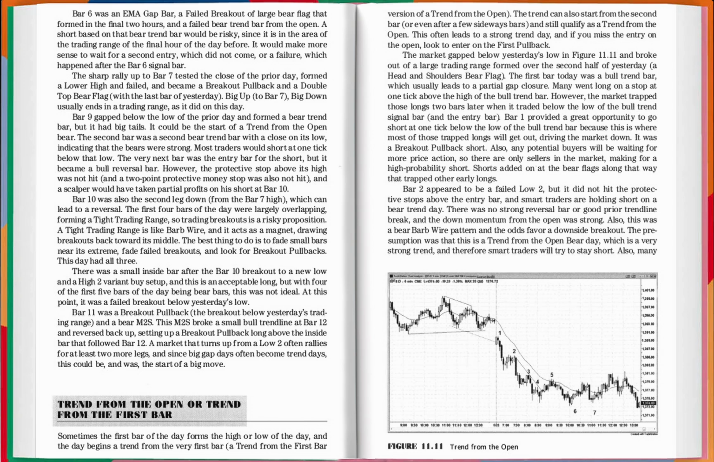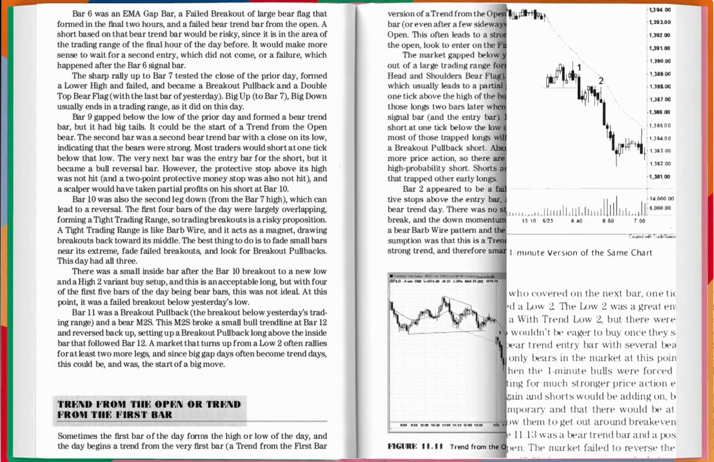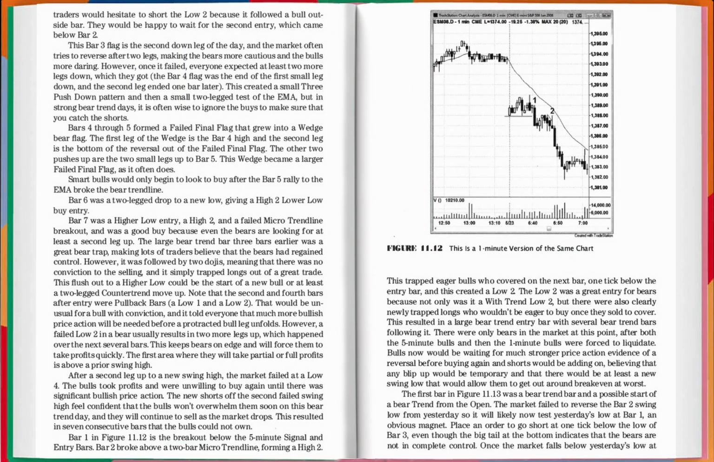The presumption was that this is a trend from the open bear day, which is a very strong trend, and therefore smart traders will try to stay short. Also, many traders would hesitate to short the low 2 because it followed a bull outside bar. They would be happy to wait for the second entry, which came below bar 2.